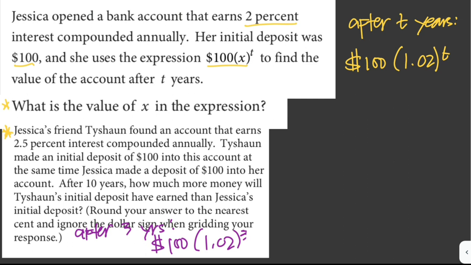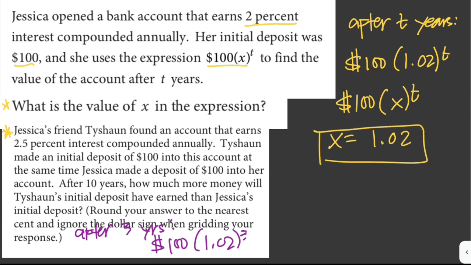In the formula for the value of Jessica's account after t years, $100 times x to the t, the value of x must be equal to 1.02. So the answer here is x equals 1.02.